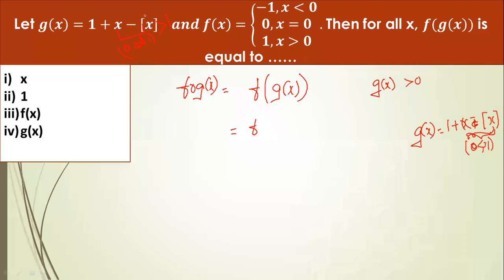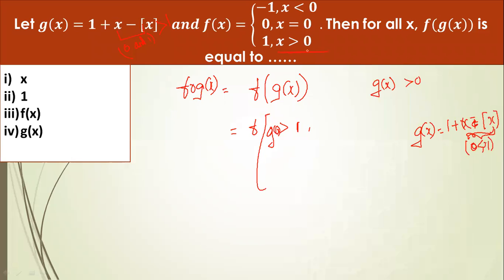So what happens to my g of x? g of x is always greater than 1, correct? If x is greater than 1, what is f of x, students? It is 1. It is not 0.